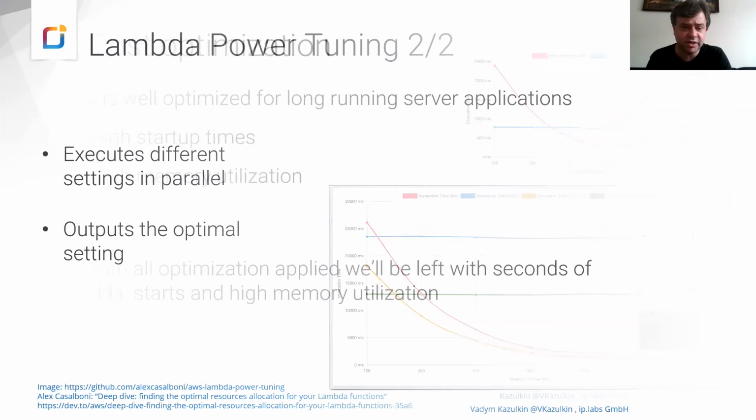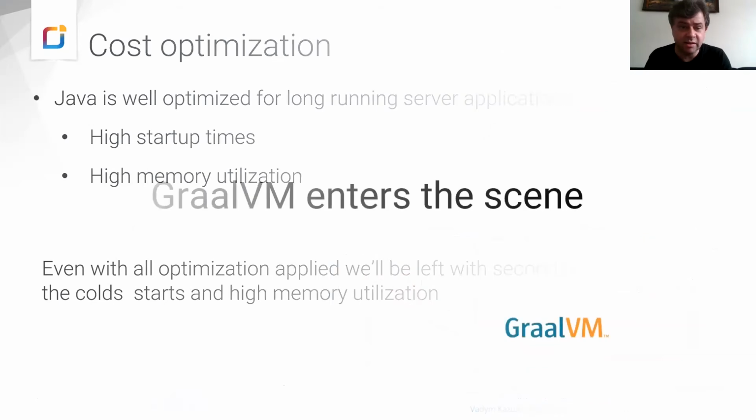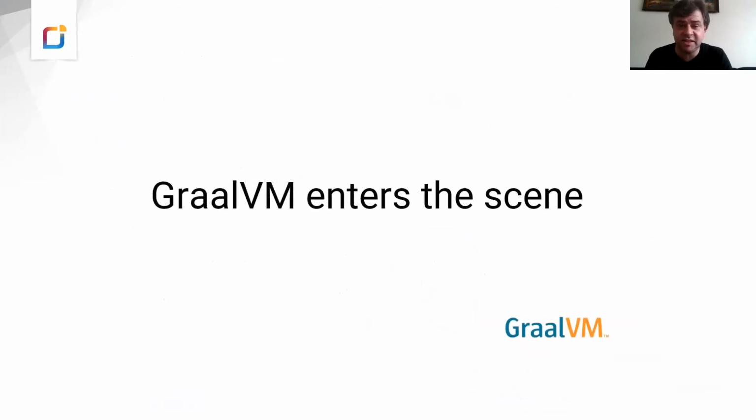But generally, Java is well optimized for long-running server applications, with high startup times and high memory utilization. With all this optimization applied, we will still deal with seconds of cold start, so maybe 5 to 7 seconds, depending on your application. But you cannot go any further down without considering other things. And that's why GraalVM enters the scene.